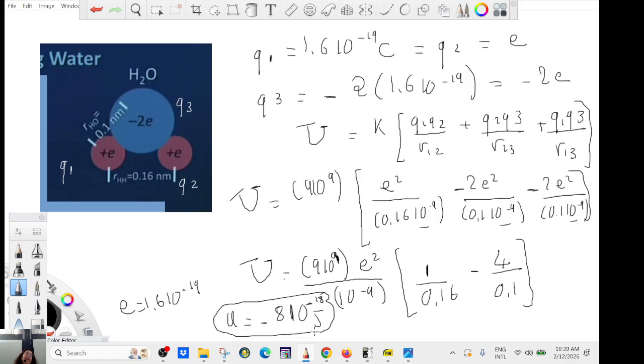So that is called the electrostatic energy. It's not at a given point. Voltage is at a given point. Electrostatic energy is the energy of a configuration.